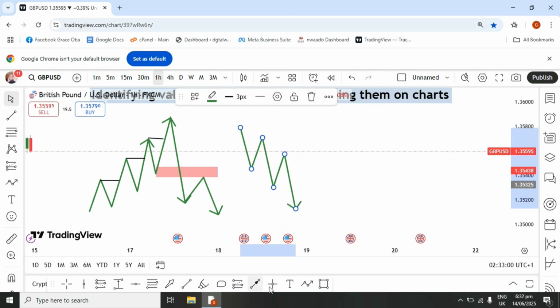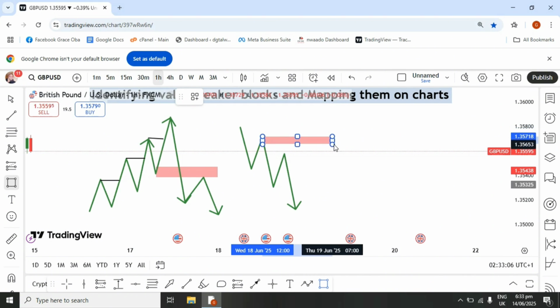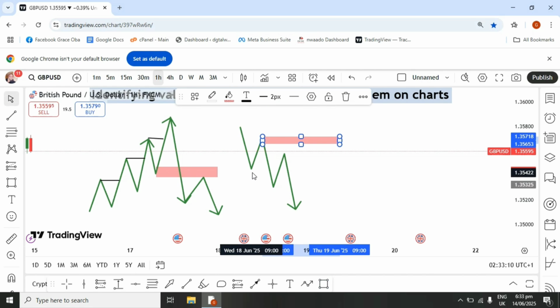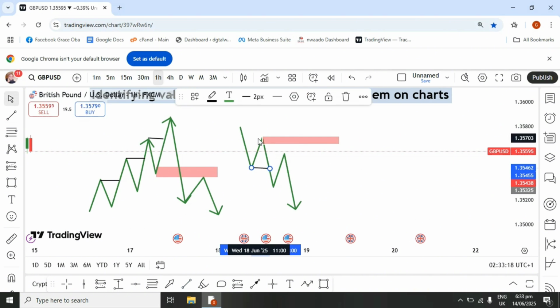Let me mark it out. There's a bearish order block here, and there's a break of structure here, in a downtrend direction. Yes, this downward swing broke this structure, so there's a BOS there, and the origin is here.